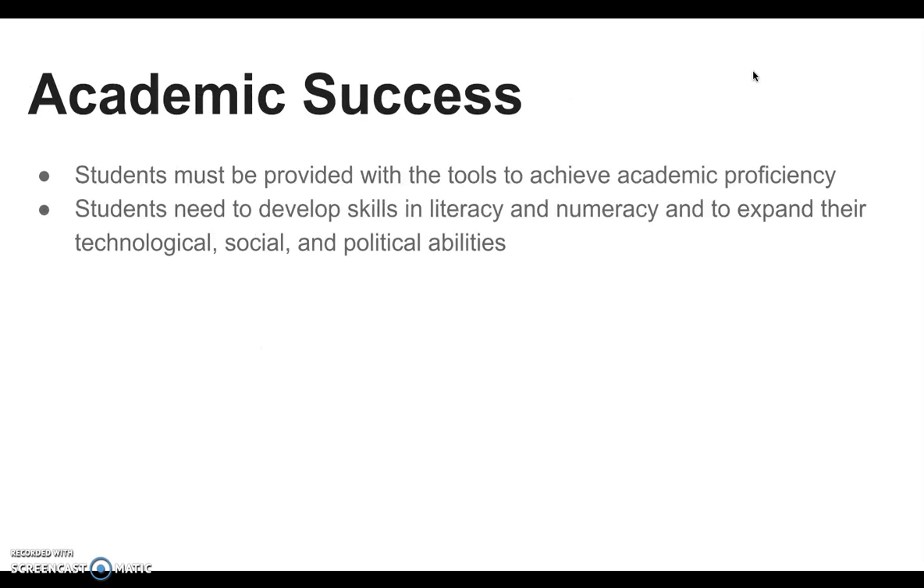Our first one is academic success. Academic success is that students must be provided with the tools to achieve academic proficiency. Students need to develop skills in literacy and numeracy to expand their technological, social, and political abilities. So students just need to be shown and given tools to achieve academic success. That's what it's really getting at.